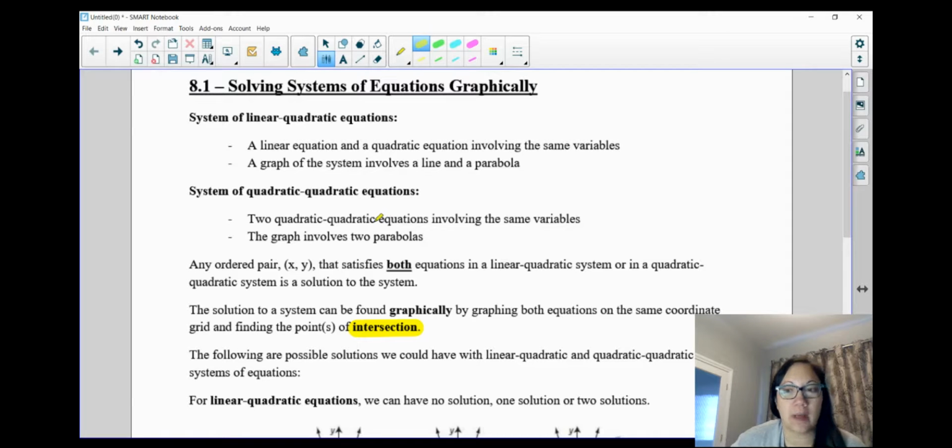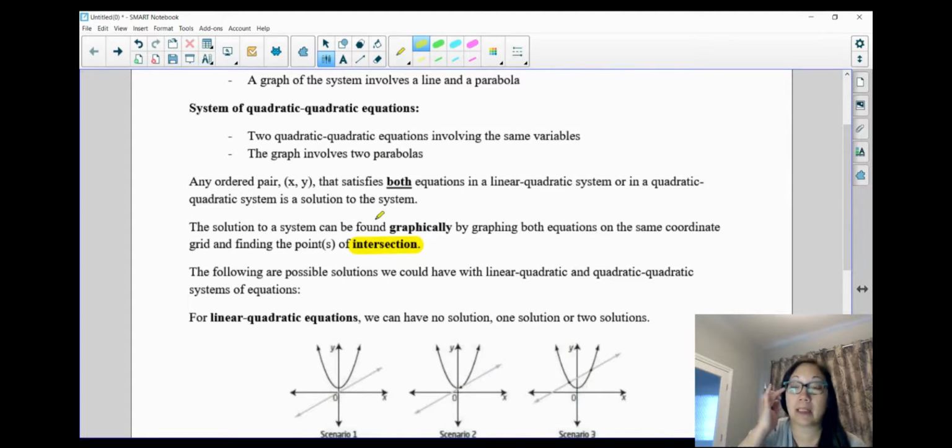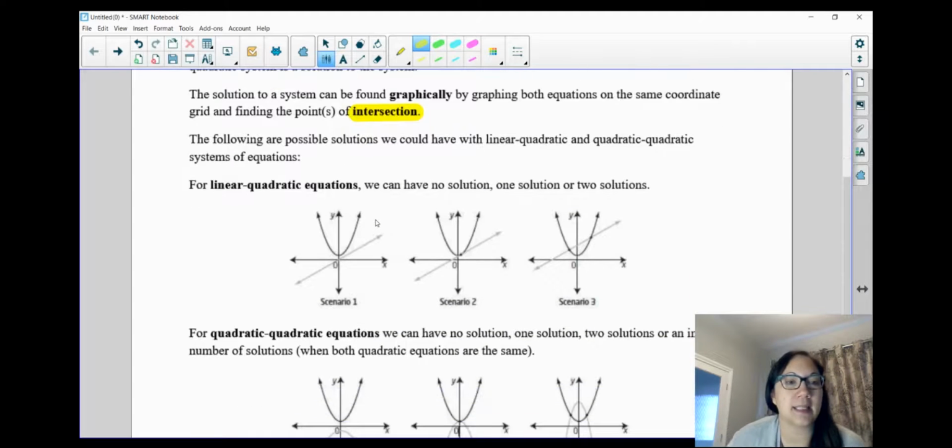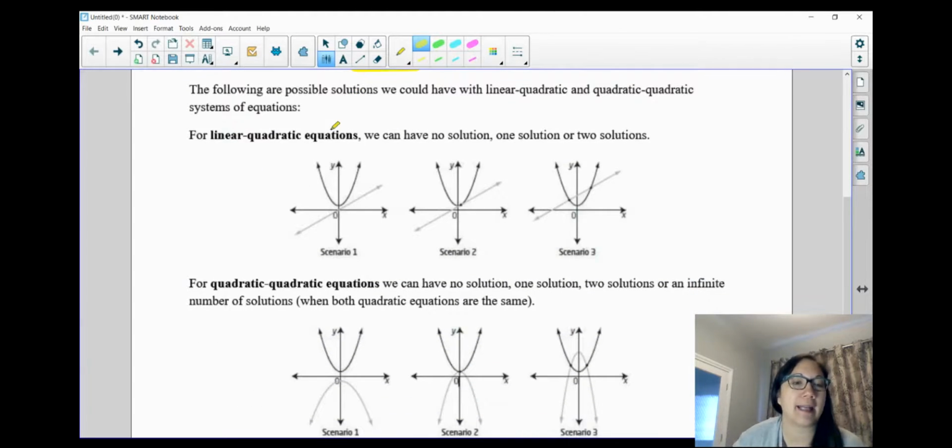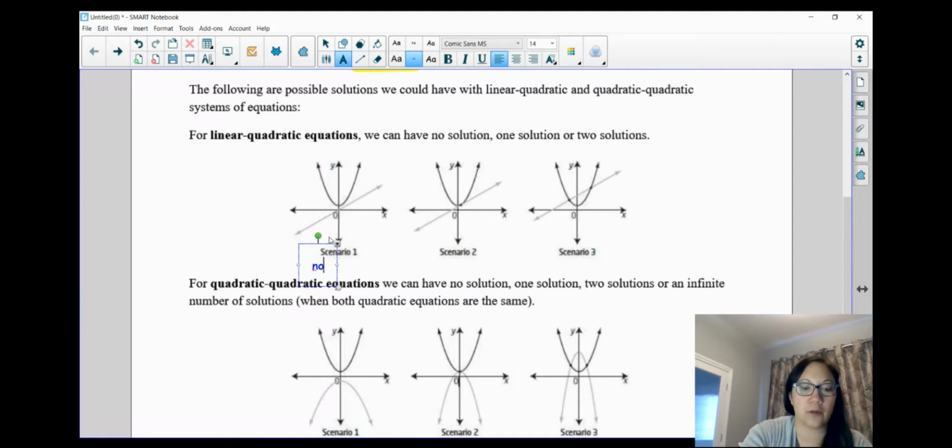So one question that you might be wondering is, well, how many solutions can we have? Because that seems to be a common theme in this course, depending on what types of functions we're working with. So when we take a look at the systems, if you have a linear quadratic system, that means you have a line and a parabola. You could have this situation here for scenario one, where we have no solutions. As you can see, there's no intersection points.